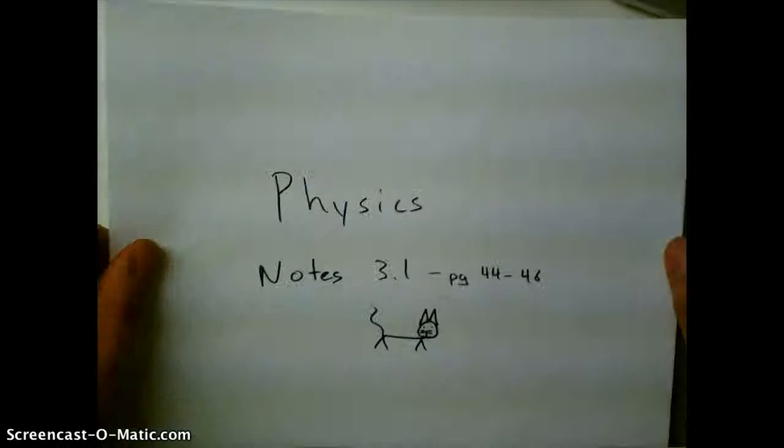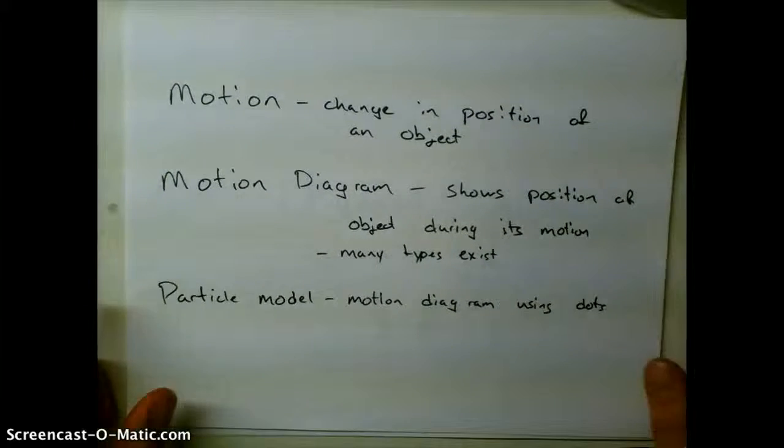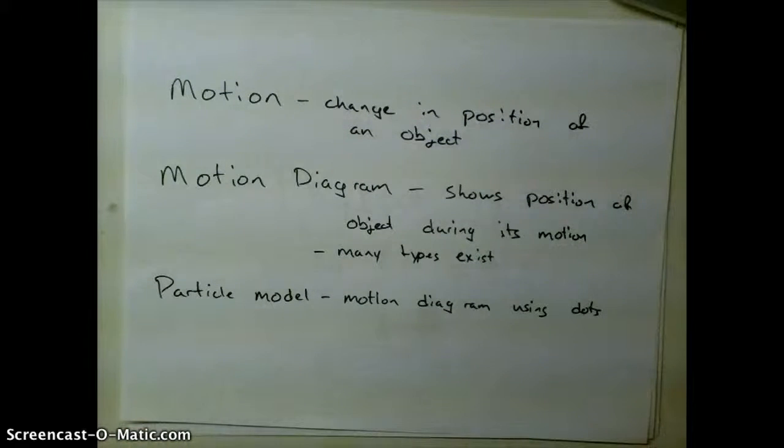Today we're going to be working on Notes 3.1, pages 44 through 46 in the book. In Chapter 3 we're discussing motion. If we were to actually define what motion is, we could define motion as a change in position of an object. In order to visually see that, we usually draw it by representing what's called a motion diagram.